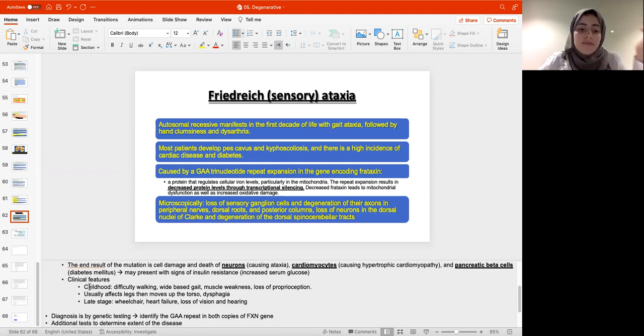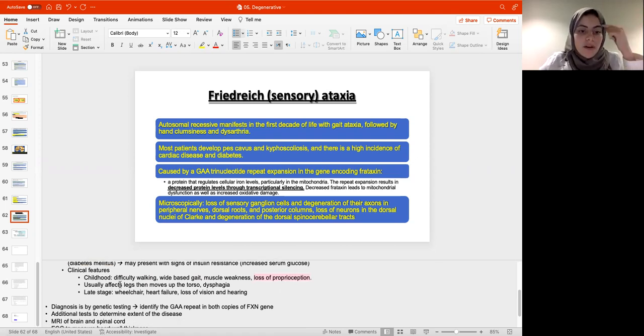How do they present? Again, abnormal gait, that means difficulty walking, wide-based gait. They would also have muscle weakness, because as mentioned, it affects some of the tracts in the spinal cord as well, and loss of proprioception because of the posterior columns and the dorsal spinocerebellar tracts. It usually starts with what? His legs, then moves up to the torso, and then he ends up with dysphagia. In a late stage, because of the severity of the disease, and we said it's progressive, he'll end up in a wheelchair. He can have loss of vision and hearing, and even present with heart failure. These are more late stage presentations, okay?